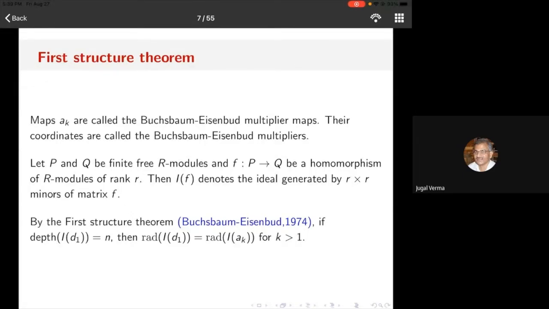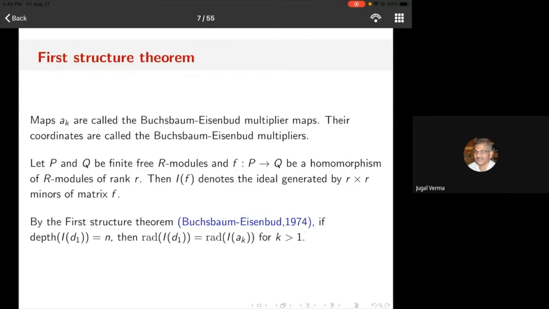We define I of F. For this, we need P and Q to be finite free modules, and F a homomorphism from P to Q of rank R. That is important. Then I of F is the ideal generated by the R by R minors of the matrix F. So we use this notation.